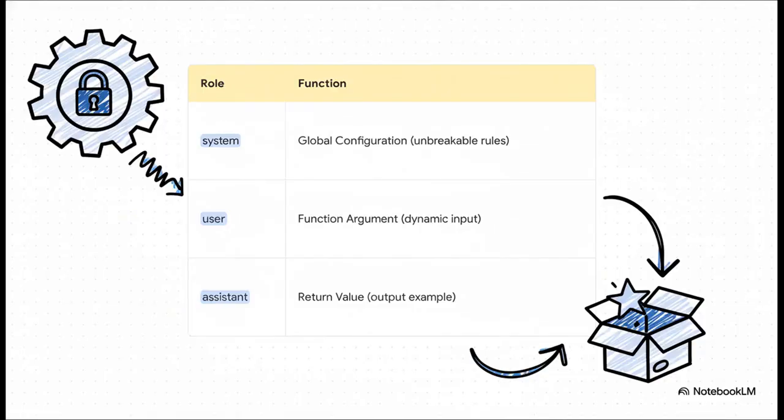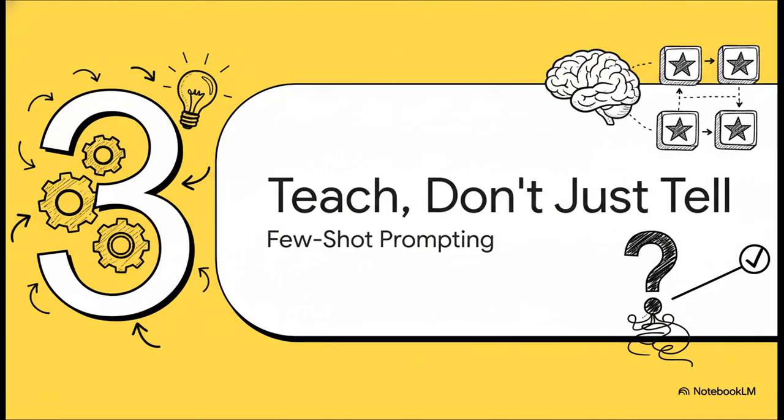You'll find that in most modern LLM APIs, you're sending an array of messages, and each one has a specific role. Think of the system role as the constitution. These are the global, unbreakable rules for the AI. The user role, that's your dynamic input, kind of like an argument you'd pass to a function. And the assistant role, that represents the AI's past responses. Now this is where it gets really interesting, because it means we can actually show the AI what a perfect response looks like.